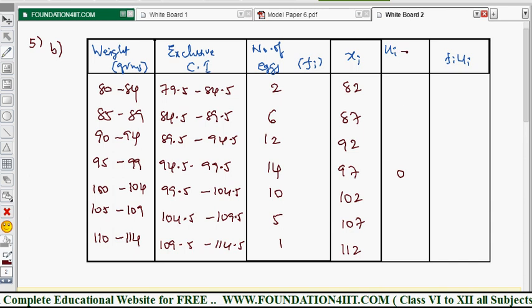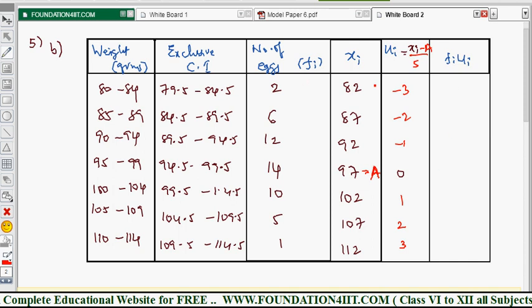For the frequency 14, we take the place as 0. The formula is ui equals xi minus a by h, where a is the assumed value. So let a be 97. Then xi minus a, that is 97 minus 97, by 5 because the class size is 5. If you apply it, you get 0. Above it is minus 1, minus 2, minus 3. You can take them directly also and get the same thing, 1, 2, 3. Where you assume, you put 0 in ui. Above is negative 1, negative 2, negative 3. Below is positive 1, positive 2, positive 3.